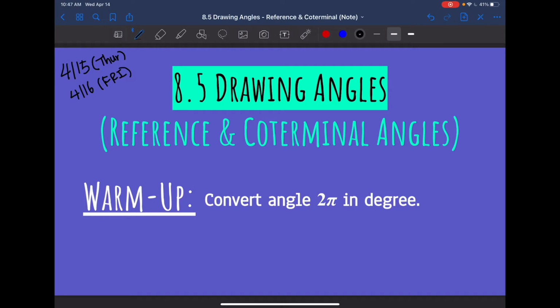8.5, drawing angle, that's what we did. And from now on, the topic's gonna be more difficult. We are going to deal with a lot of angles, radian, and then something called unit circle and trig functions next week. So I will record my live session video.